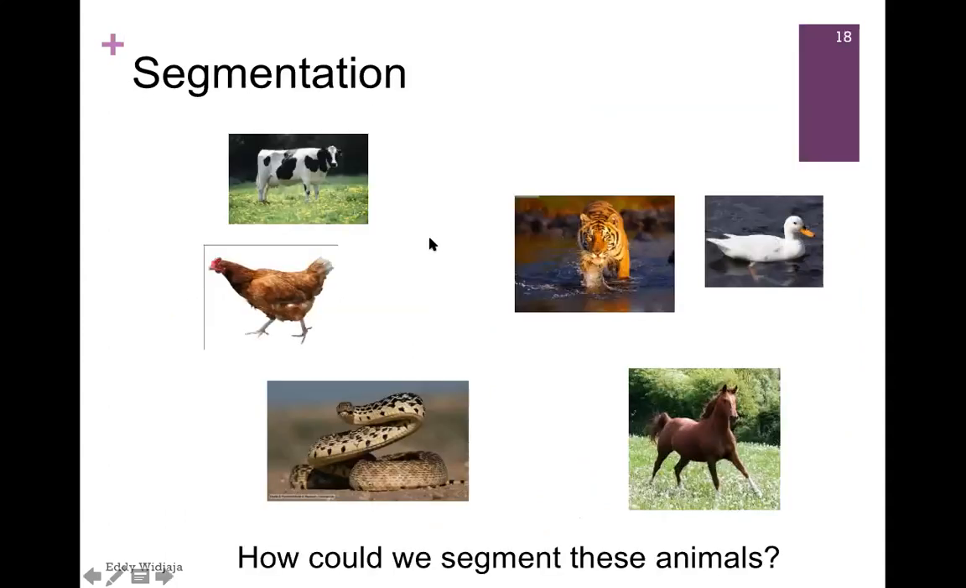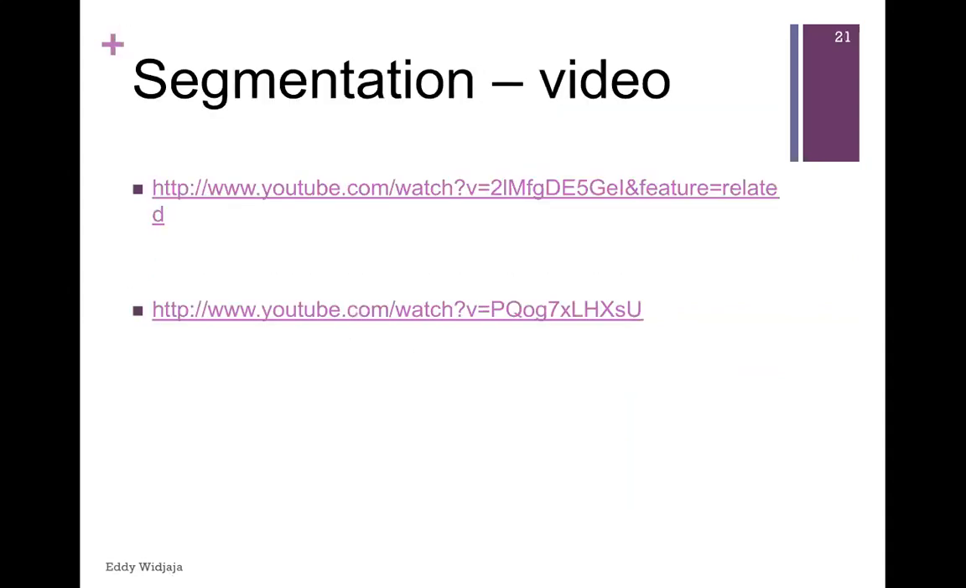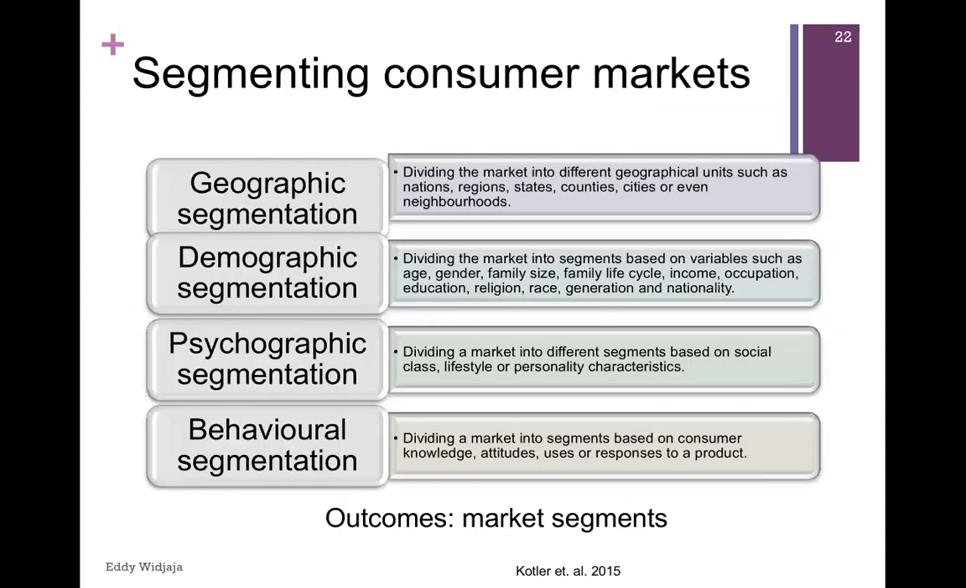Now, in terms of segmentation, we have more than one approach. Like, if we segment a group of animals, for instance, we can segment them in many ways. The same goes for our consumers. We can segment our consumers based on a number of approaches. The one that we learn here is the four segmentation variables that I'm going to recommend you use for your assessment too.